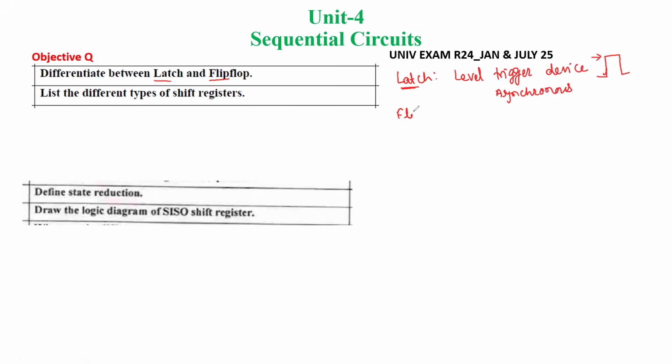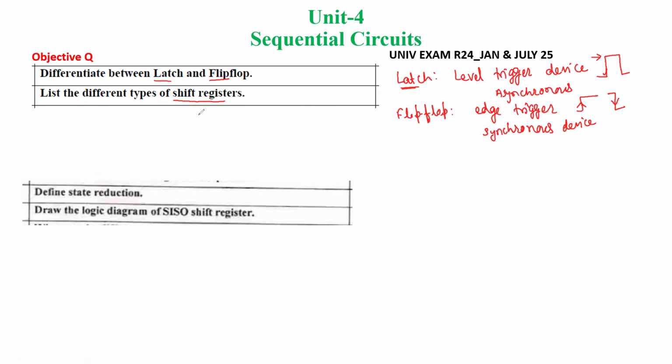Next, we have the flip-flop. So what is a flip-flop? An edge trigger device. It will be triggered by either the positive edge or the negative edge. And it is a synchronous type of device. Synchronous means the same clock pulse is given to each state. Asynchronous means only the first, MSB side, device gets the clock pulse, and the remaining ones are triggered from the output of the previous state.